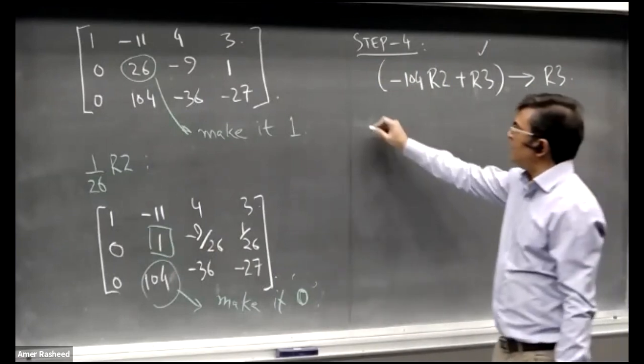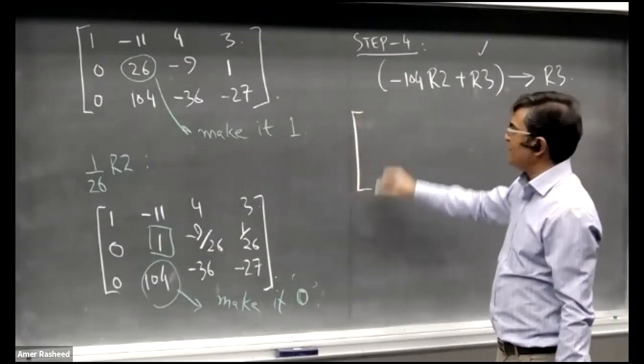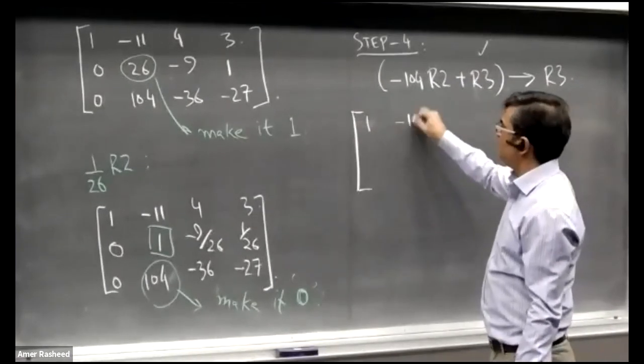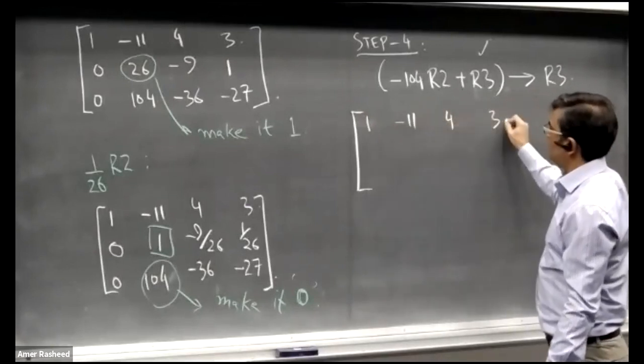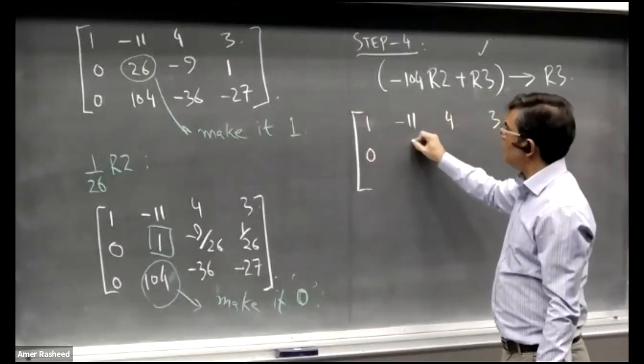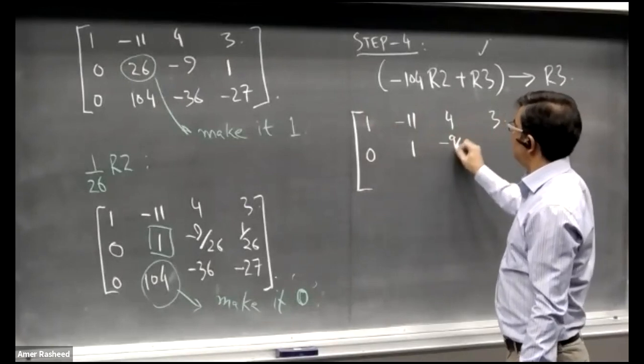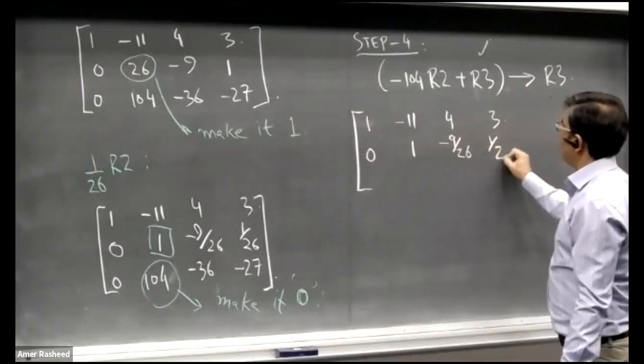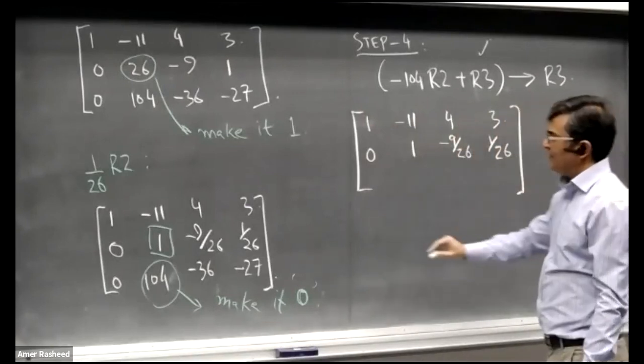Now, this operation we are going to apply on the matrix. Row 1 will remain the same, 0. Row 2 will remain the same. Row 3 will be changed only.